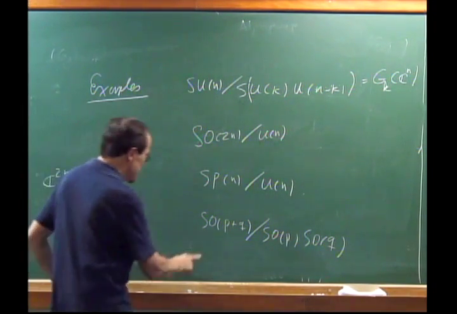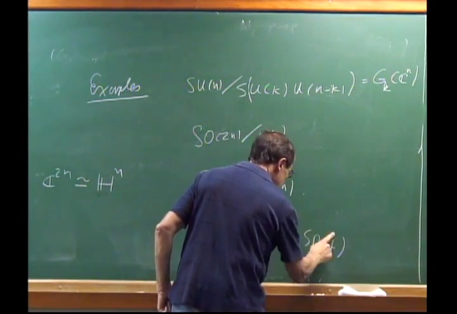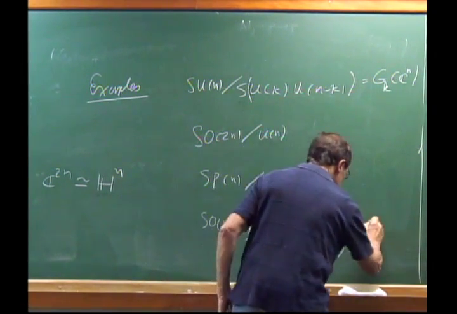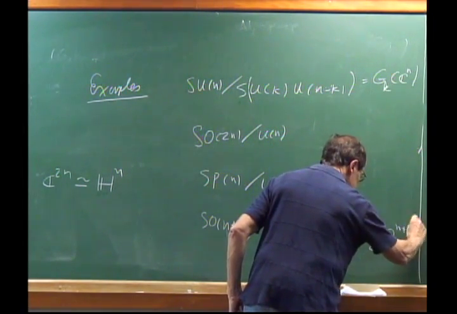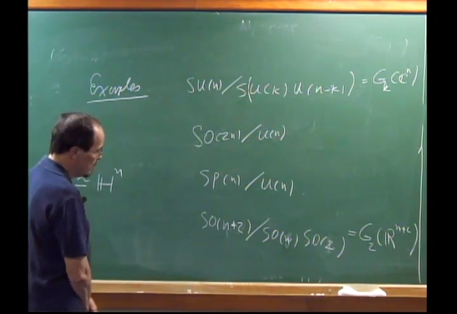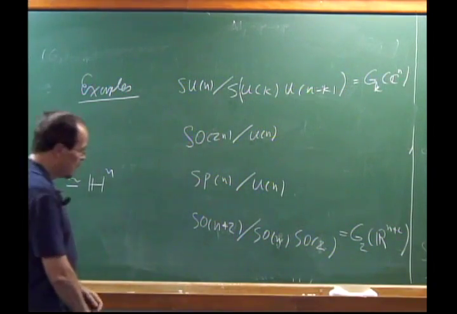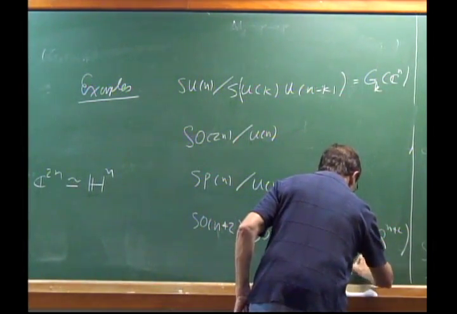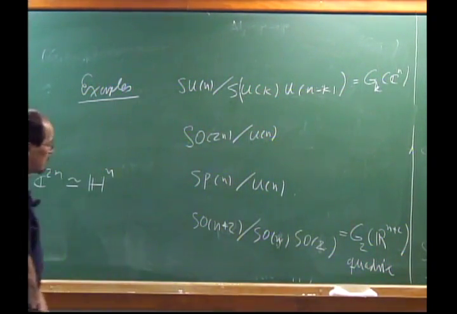That's not semisimple. So take SO(N+2) over SO(N) times SO2. So the real Grassmannian of two planes in R^(N+2). So here there's a one-dimensional center, that's this group right here. So it must be a complex Grassmannian. This is often called a quadric. Very basic example of a complex manifold that occurs in many contexts. So each set of two planes in R^(N+2) has a natural complex structure on it.